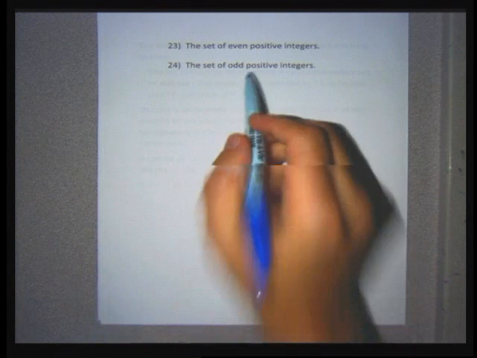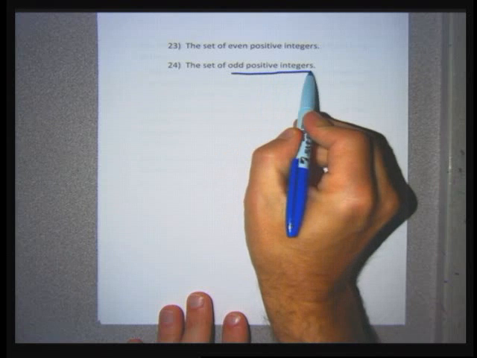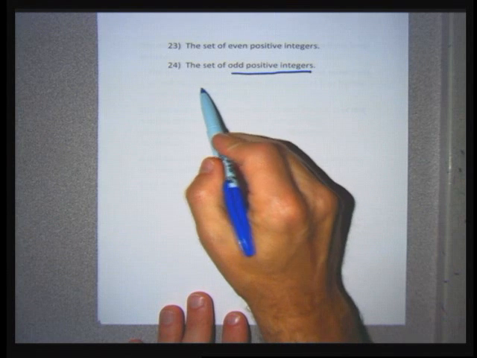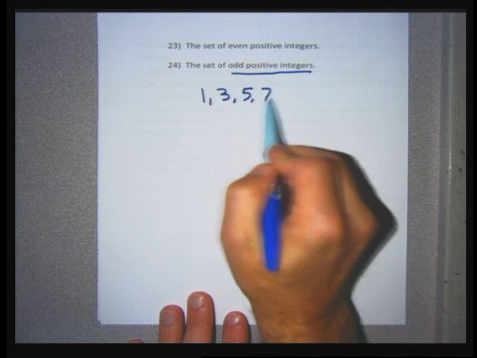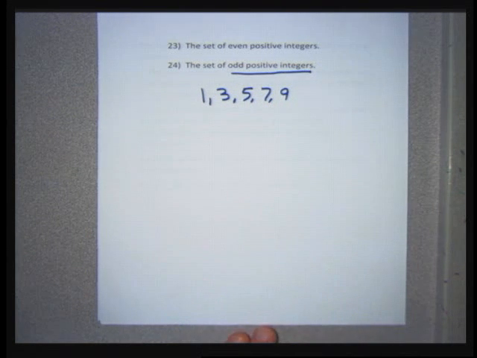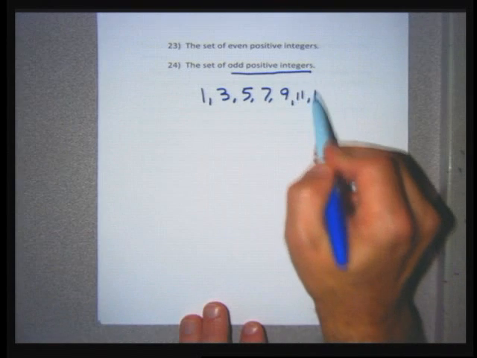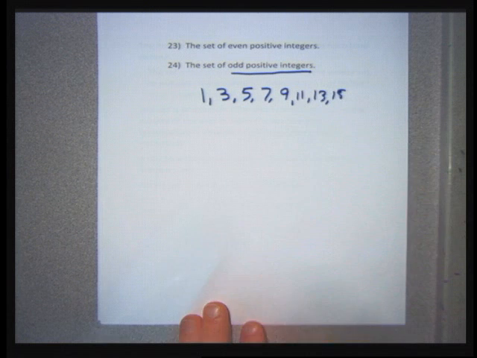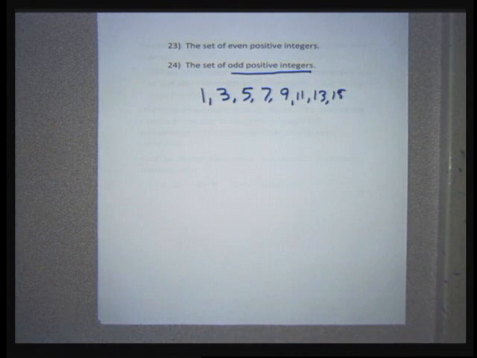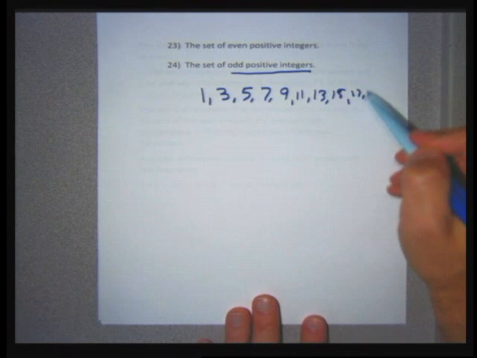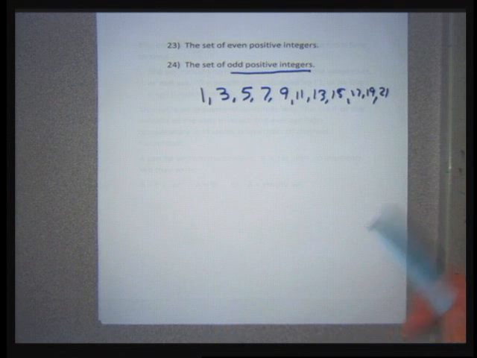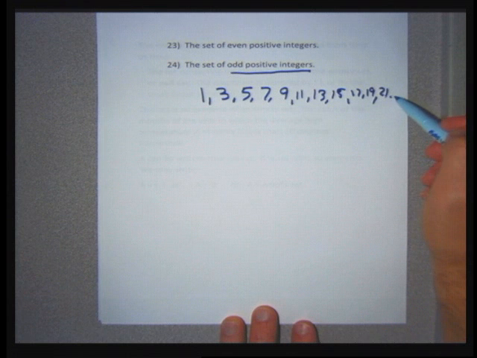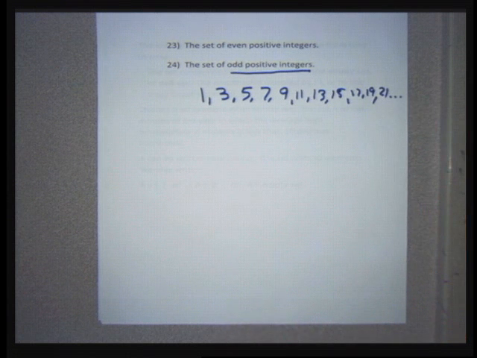For me, the set of odd positive integers: 1, 3, 5, 7, and 9. They're all odd, and they're integers, and they're all positive. I can keep going, 11, 13, 15. I can keep going because there's still more odd positive integers, 17, 19, 21. I still could keep going. In fact, I can never stop this, so I can just go dot dot dot. The pattern continues. This is an infinite list.